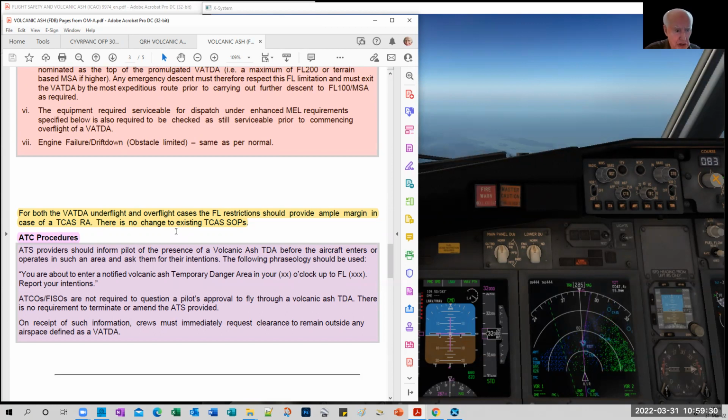ATC procedures. ATS providers should inform pilot of the presence of volcanic ash before the aircraft enters or operates in such an area. And the following phraseology should be used. You are about to enter a notified volcanic ash temporary danger area in your 2 o'clock position up to flight level 355. Report your intentions.